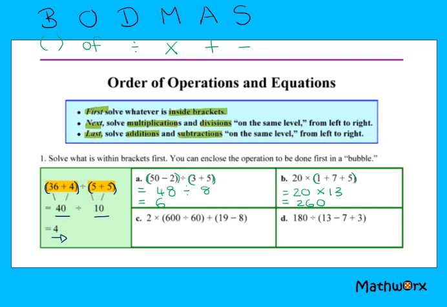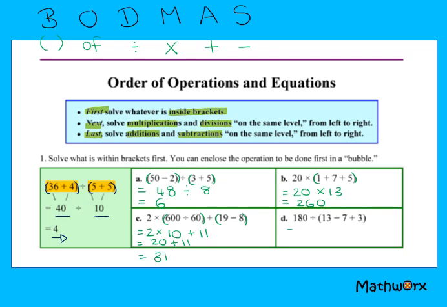Okay, if we look at C, the 2 we're going to leave as it is. What's in the brackets here? It's 600 divided by 60, which gives me 10, plus what's in the brackets here? We have 19 minus 8, which gives me 11. 2 times 10 gives me 20, plus that 11, which gives me 31.